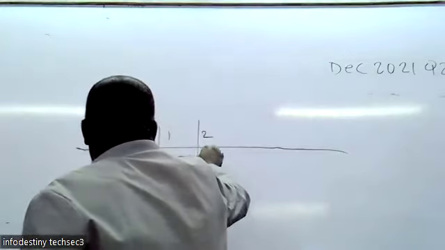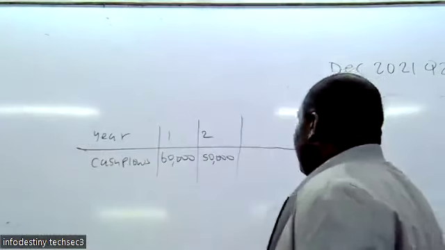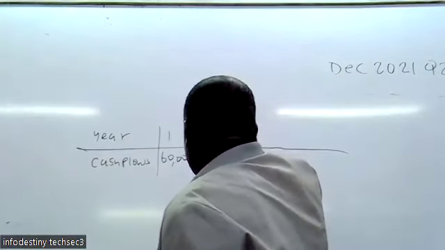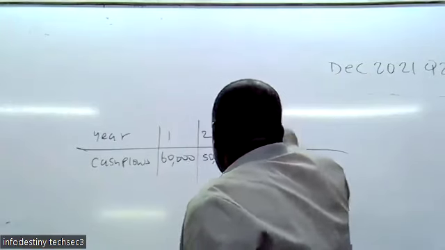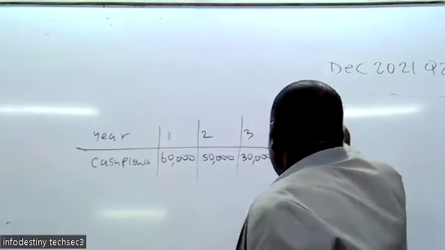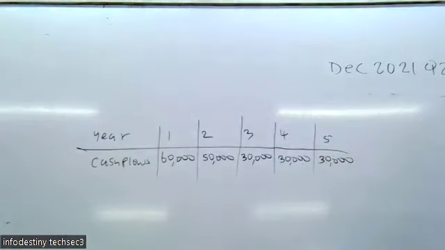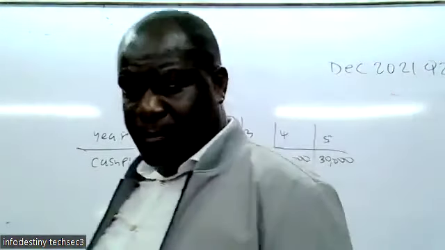Year 2, cash flows are 50,000. Then year 3, you have 30,000. Year 4, you also have 30,000. Year 5, you also have 30,000. So year 1, 60, year 2, 50, year 3, 30, year 4, 30, year 5, also 30. So you can see year 3, year 4, and year 5, those cash flows are the same.